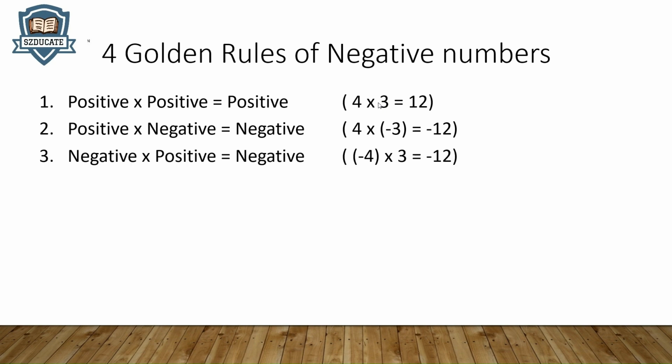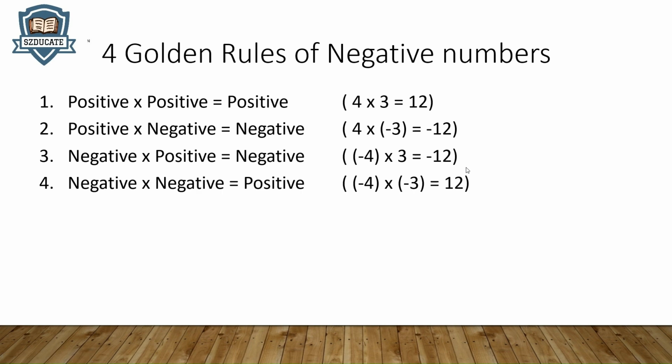Next, negative times positive equals negative. Now, minus 4 is a negative number. Actually, I should put the mouse, then you will understand. Minus 4 is a negative number. Yes, multiply by 3, which is a positive number, and your result is negative. Take the number 4 times 3, 12.